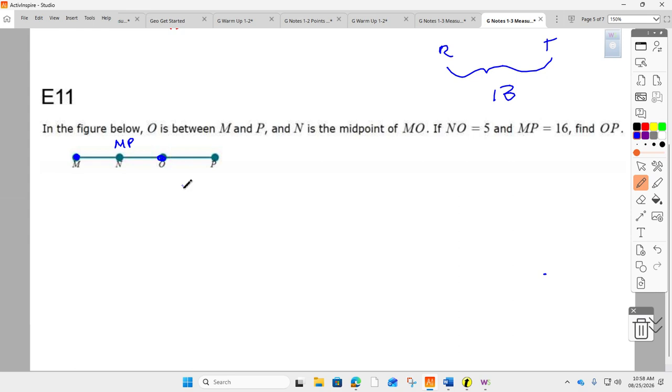It's not just 5, right? This side and this side, right? Alright, so be careful. This is 5 and this is 5, right? So marking these congruent. So if you know this is 5 and this is 5, 16 minus what?